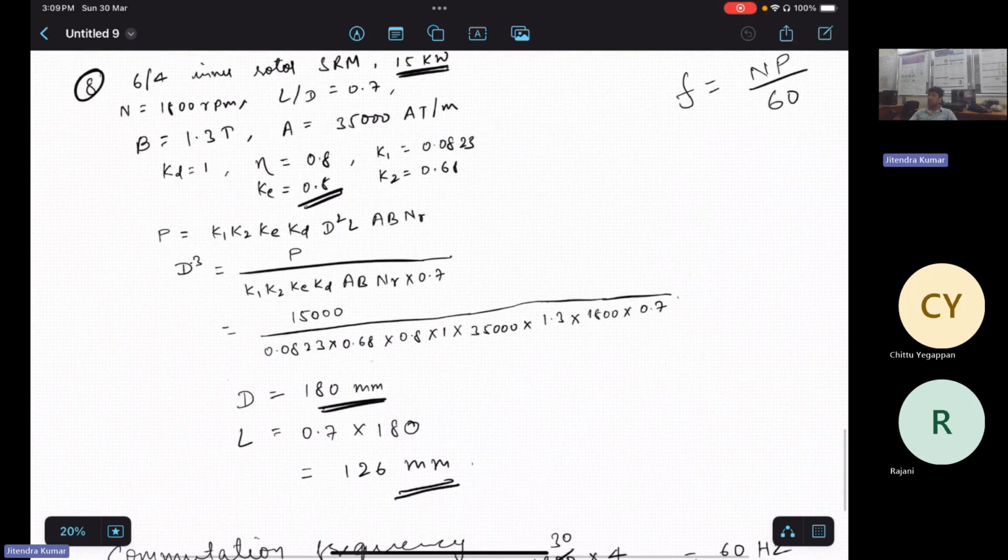You are referring to the fifth problem, right? Yeah, correct, sir. It's the fifth problem. Speed is 5000 rpm. Stator poles are 10. Rotor poles are 8. Correct.